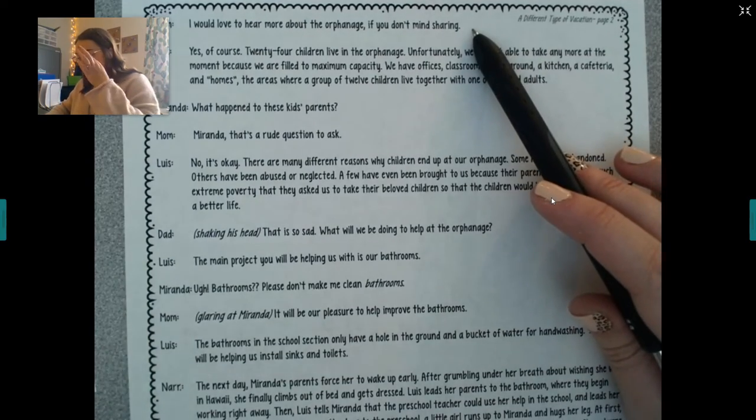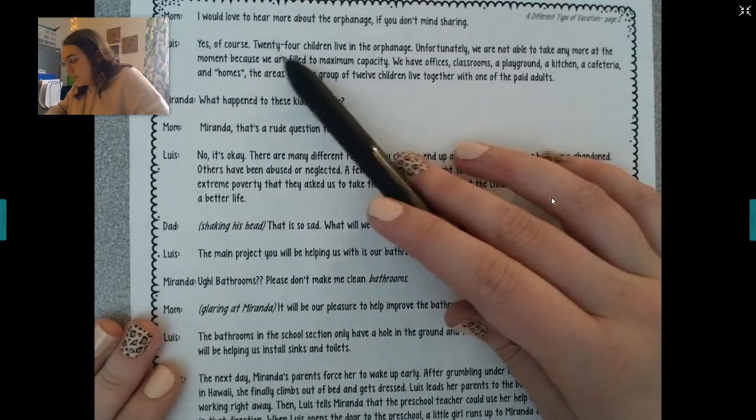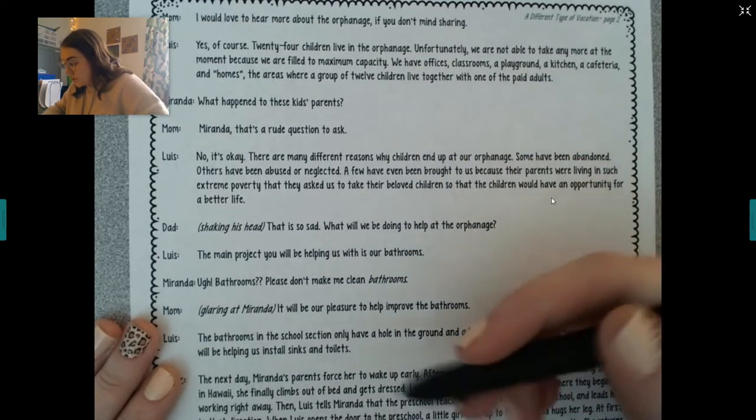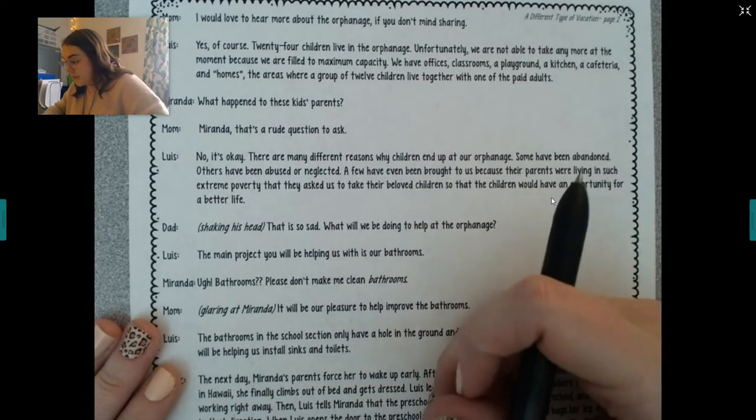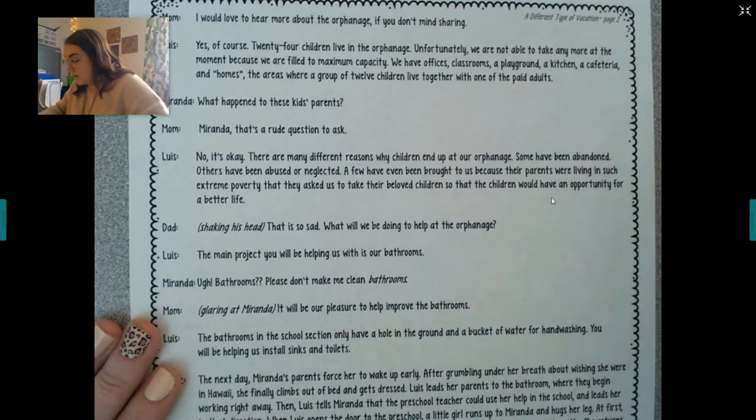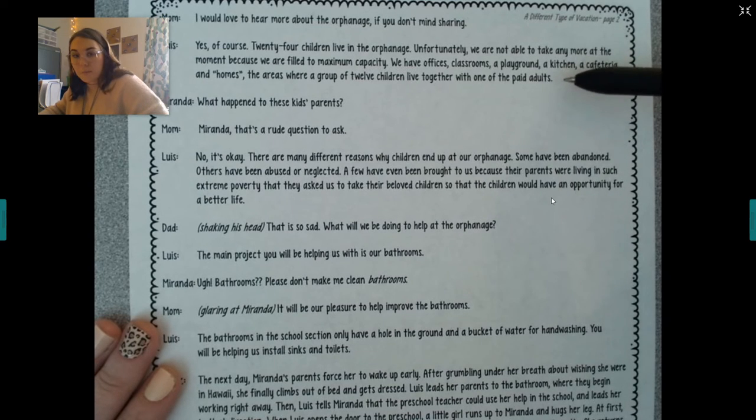I would love to hear more about the orphanage if you don't mind sharing. Yes, of course. 24 children live in the orphanage. Unfortunately, we're not able to take any more at the moment because we are filled to maximum capacity. We have offices, classrooms, a playground, a kitchen, a cafeteria, and homes. The areas where a group of 12 children live together with one of the paid adults.